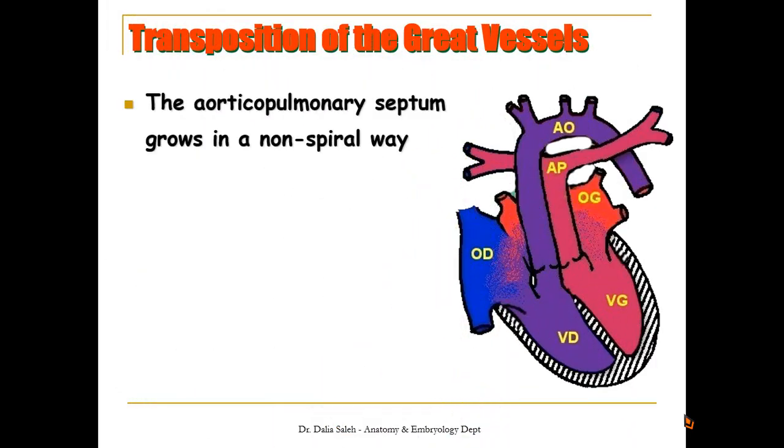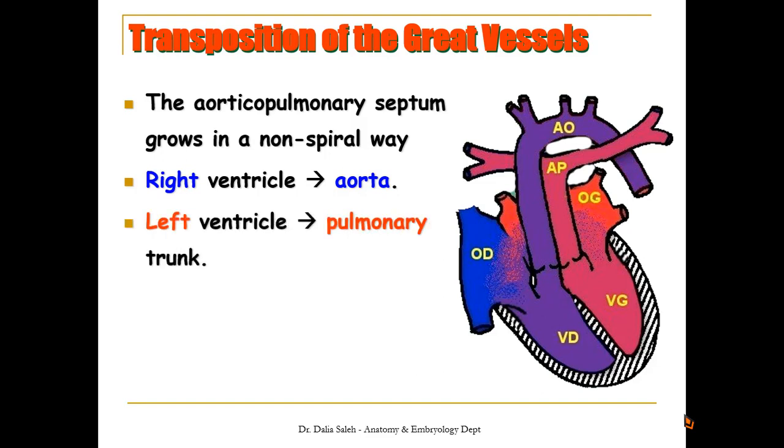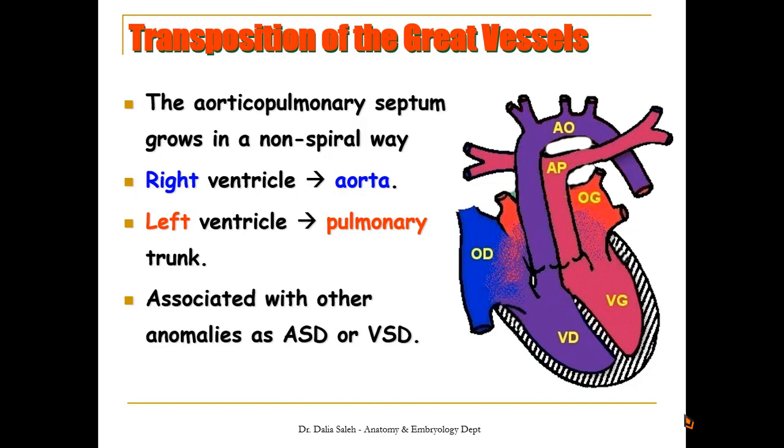In this anomaly, the aorticopulmonary septum grows in a non-spiral or straight way. So the aorta will arise from the right ventricle and the pulmonary trunk will arise from the left ventricle. It is associated with other anomalies such as atrial septal defect and ventricular septal defect, and it is a cyanotic heart disease because there will be mixing of non-oxygenated blood with the oxygenated blood.